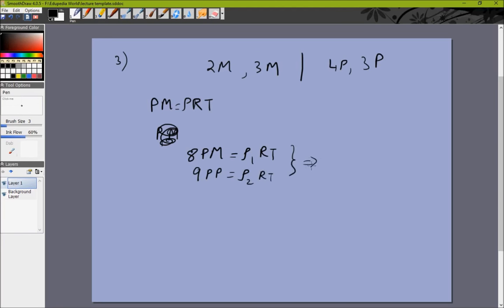So from this we can easily see rho1 by rho2 is equal to 8 by 9. So the answer is D. You could have taken P1 M1 is equal to rho1 RT, P2 M2 is equal to rho2 RT, divided, and you would have gotten the answer to be this. And then you could have done M1 by M2 is equal to 2 by 3, and P1 by P2 is equal to 4 by 3, or 8 by 9. So you could have done it in both cases.